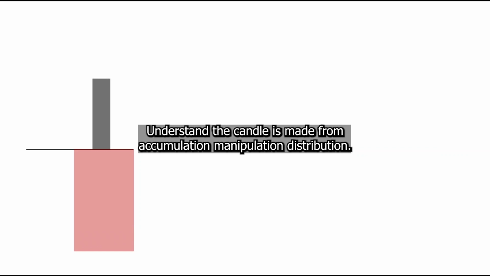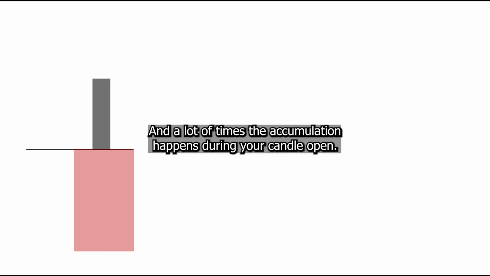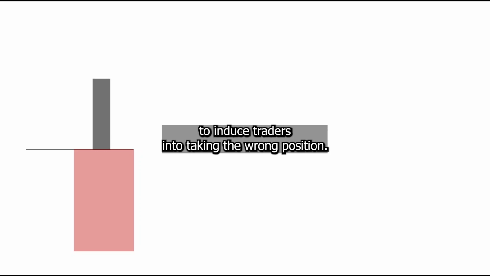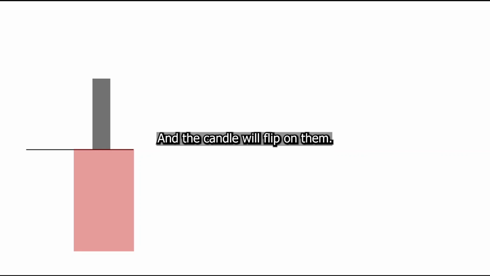Understand, the candle is made from accumulation, manipulation, distribution. These are your 3 cycles. And a lot of times the accumulation happens during your candle open. The manipulation would be the fake out to induce traders into taking the wrong position, and the candle will flip on them. This is your candle flip theory.